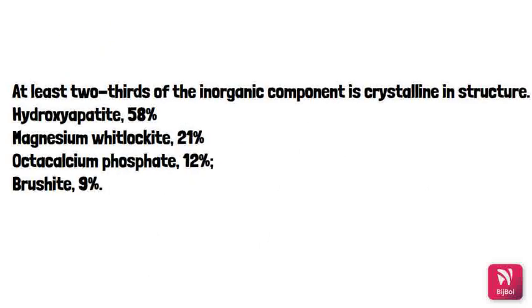Next, we are seeing the crystalline composition of the calculus. Around 2/3 of the inorganic component is formed by the crystalline structures. These crystalline structures include hydroxyapatite, magnesium whitlockite, octocalcium phosphate, and brushite. The supragingival calculus and the subgingival calculus have a similar hydroxyapatite component, whereas the difference is in the remaining 3 components, that is the magnesium whitlockite, octocalcium phosphate, and brushite.